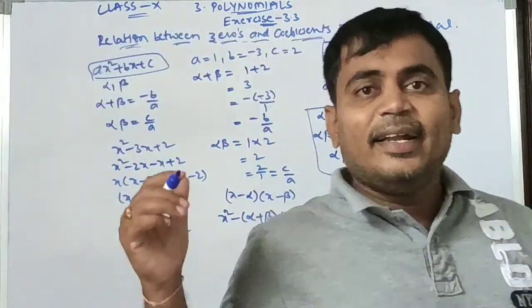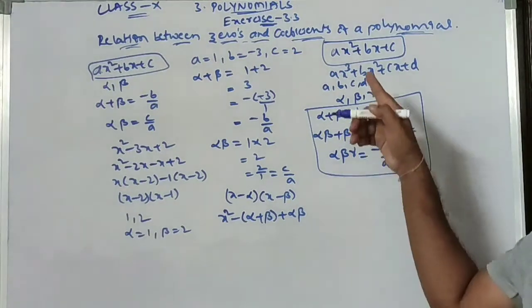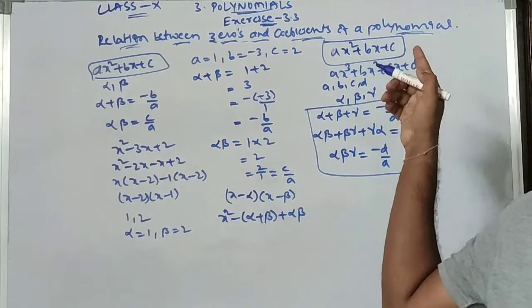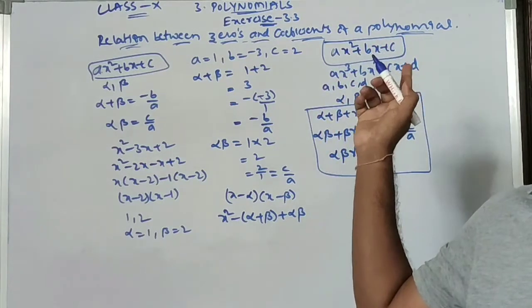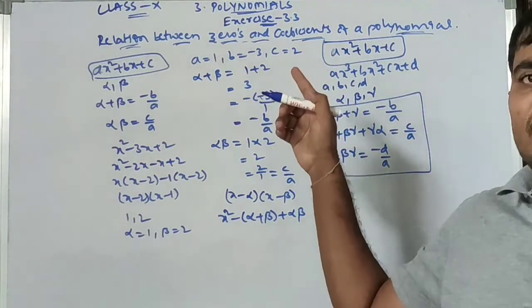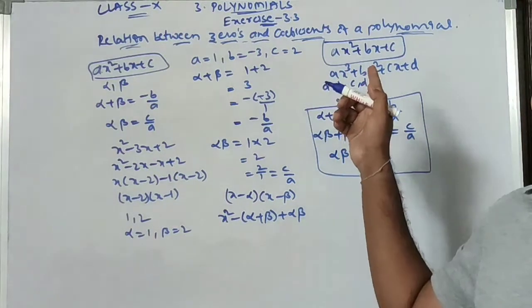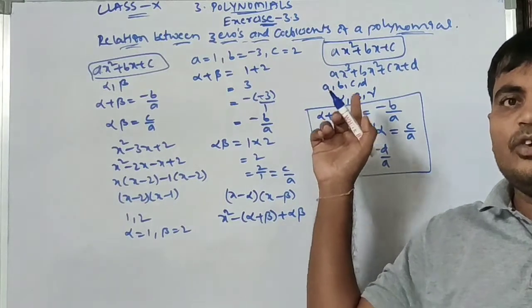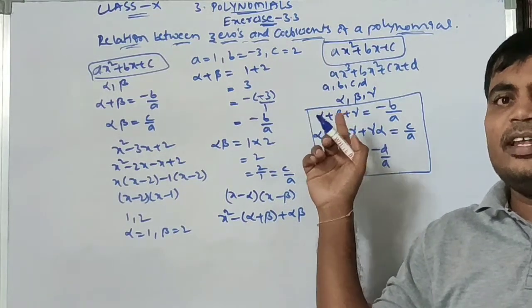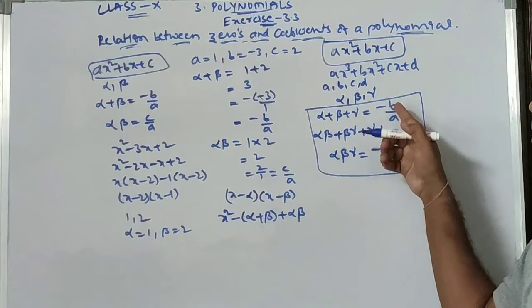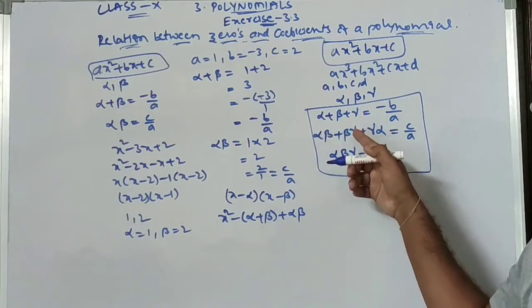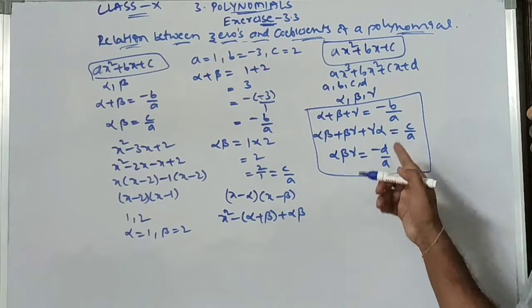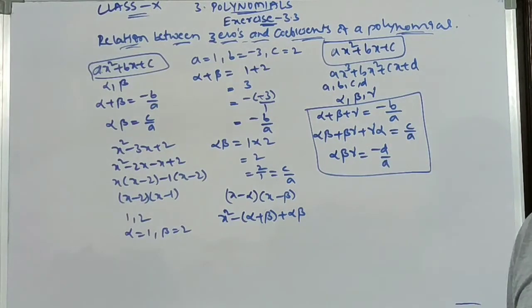So with degree 3. One more time. ax cube plus bx square plus cx plus d, which represents a general cubic polynomial with coefficients a, b, c and constant d. Let us consider alpha, beta, gamma are the zeros of this cubic polynomial. Then the relations are alpha plus beta plus gamma equal to minus b by a, alpha beta plus beta gamma plus gamma alpha equal to c by a, and alpha beta gamma equal to minus d by a. So these are the relations.